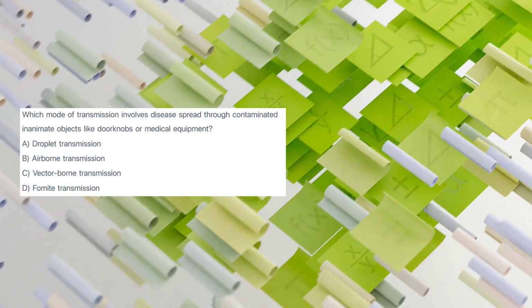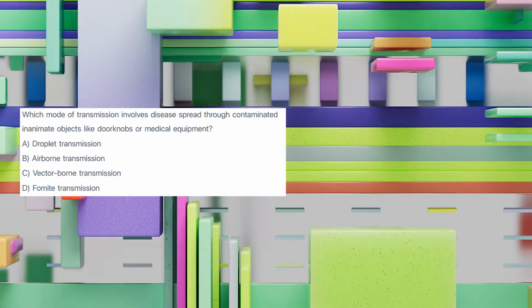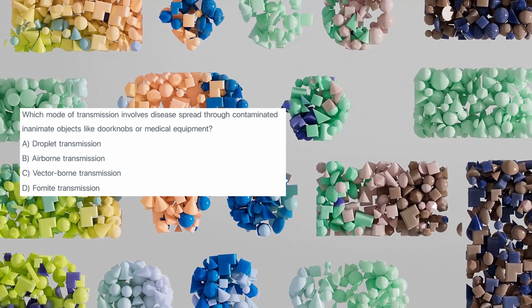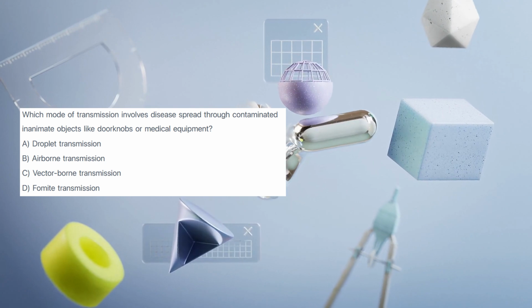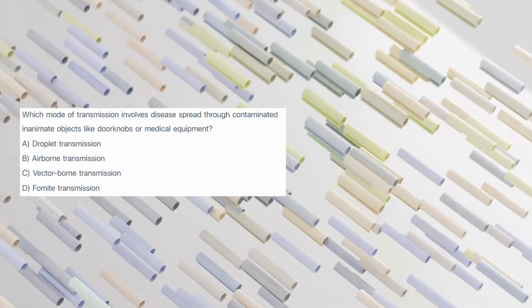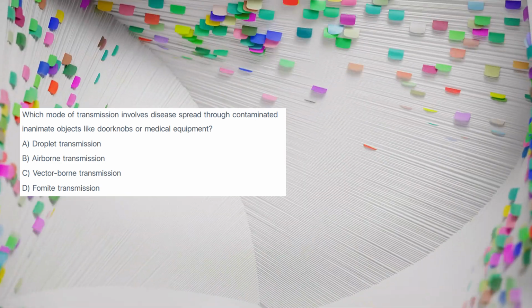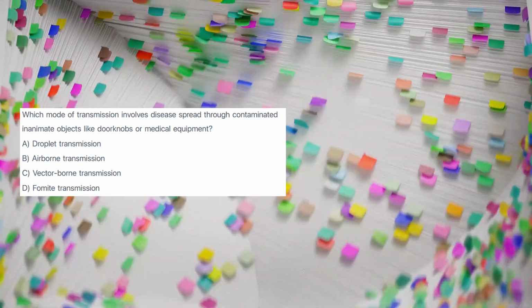Fomite transmission occurs when a person touches a contaminated object and then touches their mouth, nose, or eyes. Droplet transmission involves larger respiratory droplets. Airborne transmission involves smaller particles that remain suspended in the air. Vector-borne transmission involves living organisms like mosquitoes or ticks.